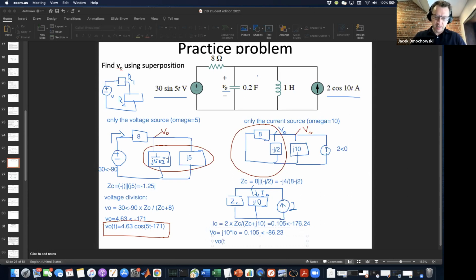So V naught here becomes... sorry, that's a mistake. My bad. Let me try this again. V naught is equal to I naught times the impedance j10, right? So we solve for this current through the j10 impedance, and using Ohm's law to get the voltage over here becomes 1.05 angle negative 86.24, which means that V naught of t is equal to 1.05 cos(10t minus 86.24 degrees).